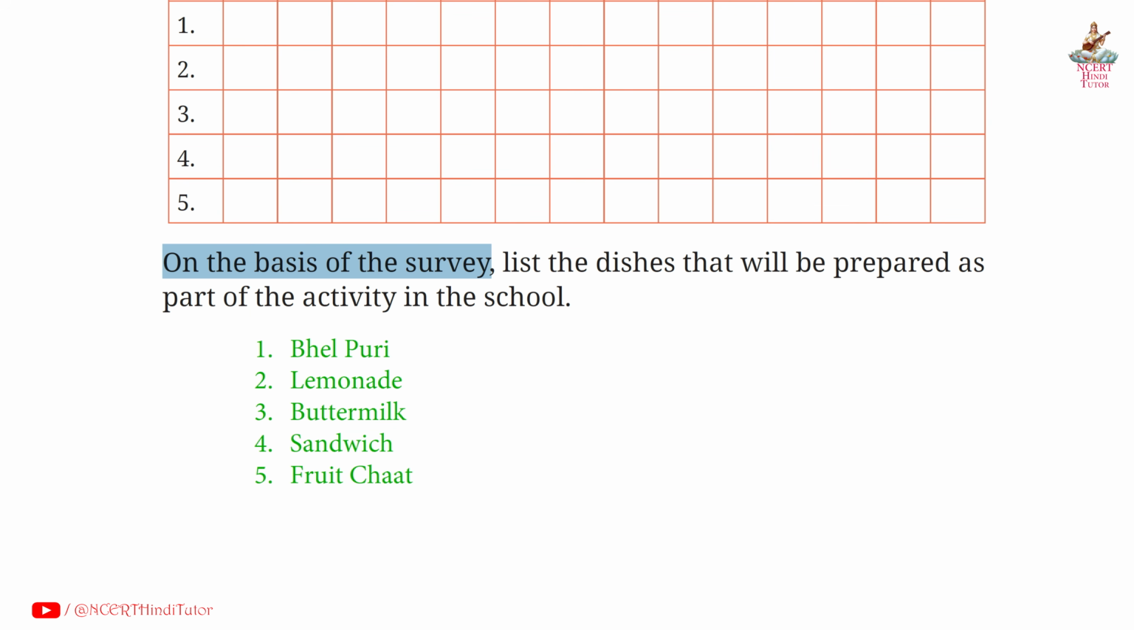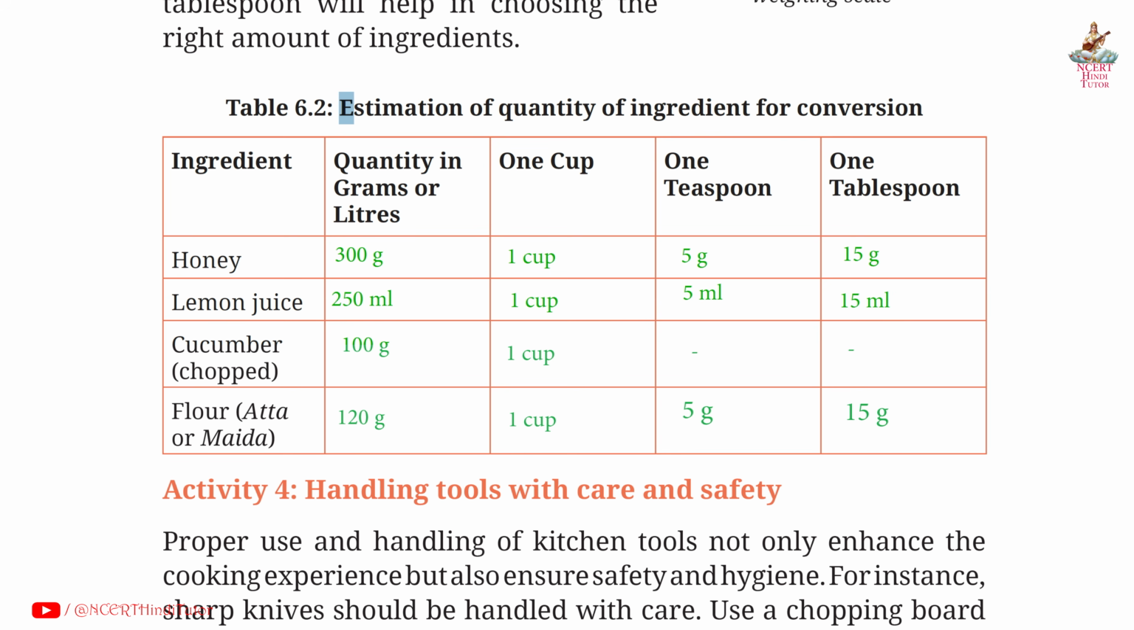On the basis of the survey, list the dishes that will be prepared as part of the activity in the school. Answer: first bhel puri, second lemonade, third buttermilk, fourth sandwich, fifth fruit chaat. Table 6.2 Estimation of quantity of ingredient for conversion.